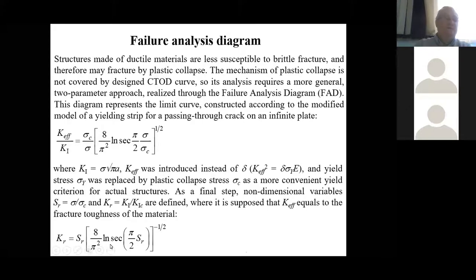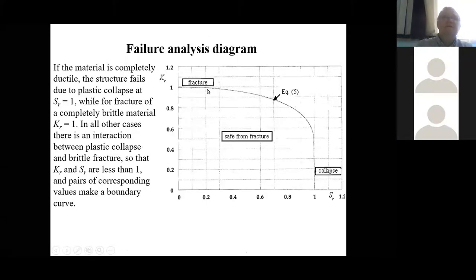These two expressions are actually very similar, and the latter one is just represented in a dimensionless form. And here we can see the correlation between the effective stress intensity factor and the acting stress, which are correlated by this expression. And that actually gives us the limit curve. So this is the limit curve in the failure analysis diagram, which separates safe from unsafe regions.